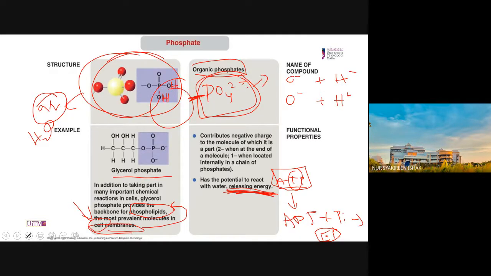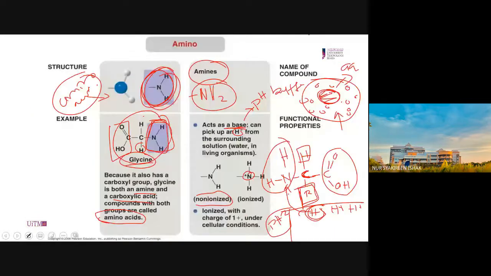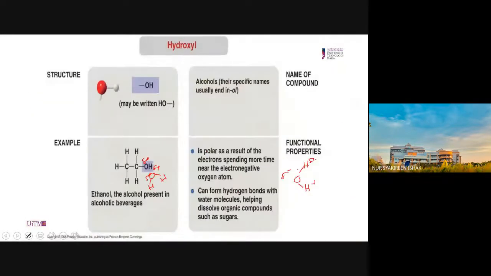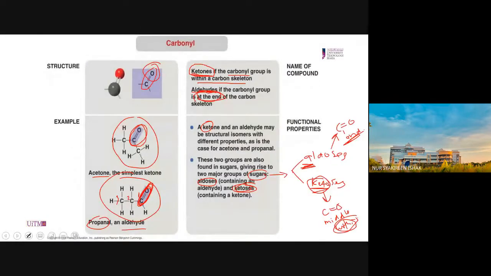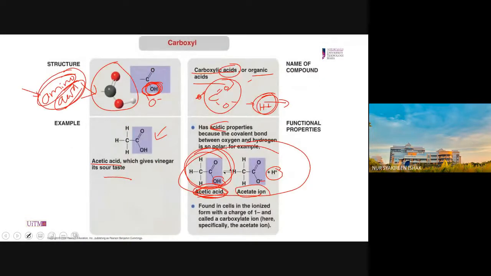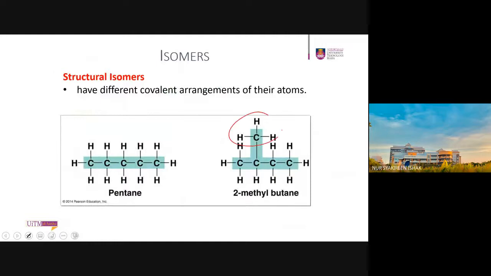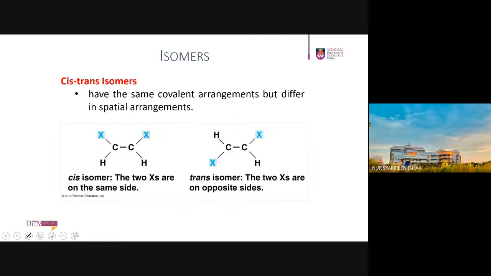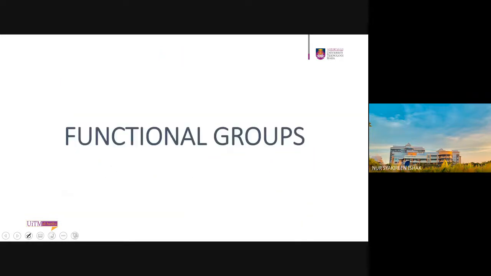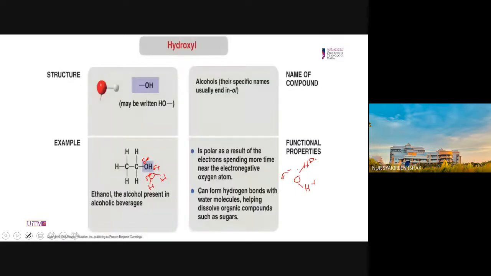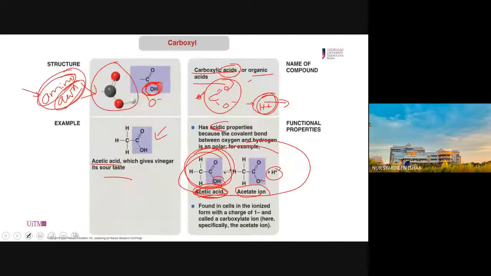Like this, for example. This is non-polar. This is actually a non-polar molecule. It consists of only carbon and hydrogen. Carbon and hydrogen is a non-polar compound. We call it a hydrocarbon.